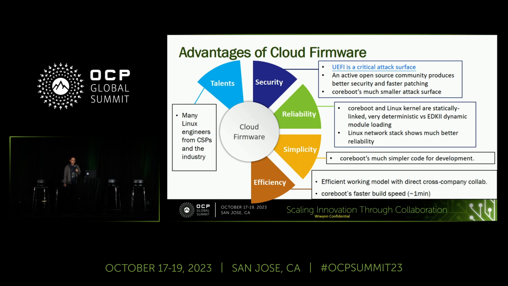And then reliability. Coreboot and the Linux kernel are statically linked, so the execution process is very deterministic compared to EDK2 dynamic module loading. So the booting process is very reliable. And also, the Linux kernel network stack shows much better reliability compared to the EDK2 network stack.